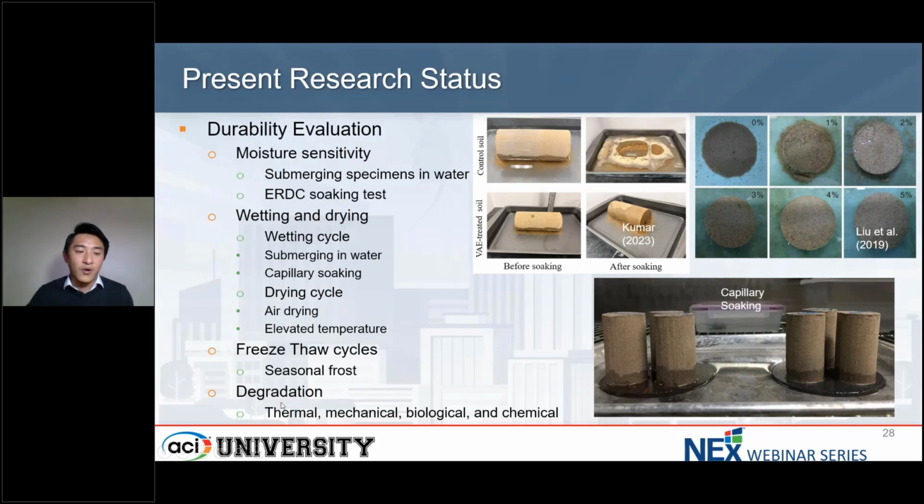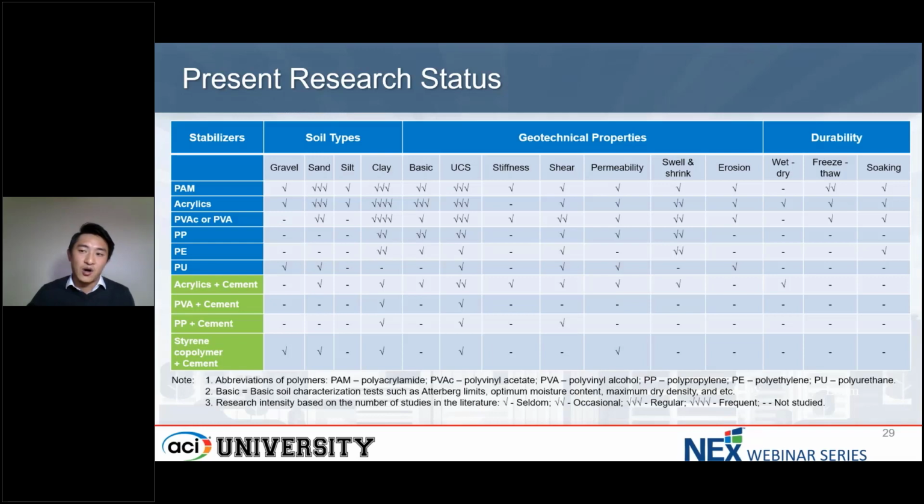Another important thing we need to pay attention to is the degradation of polymers, because polymers are organics. Sometimes they will degrade due to thermal changes, mechanical changes, or even biological or chemical reactions. Earlier I covered some of the details. Now let's look at the whole picture of what people have been doing so far with polymer stabilization.